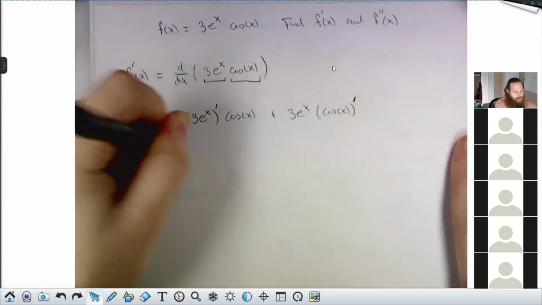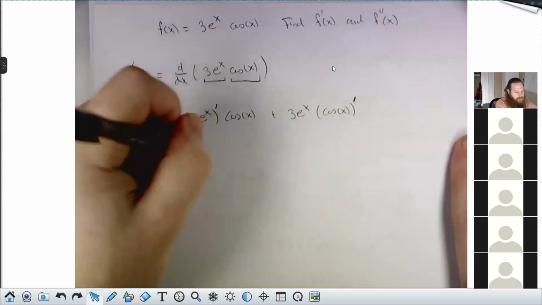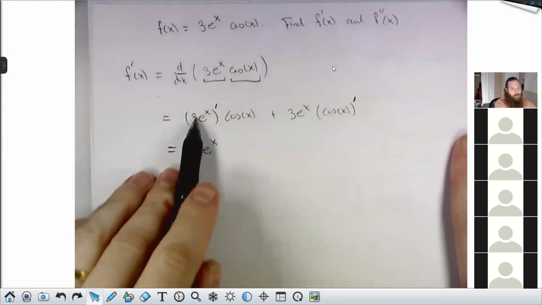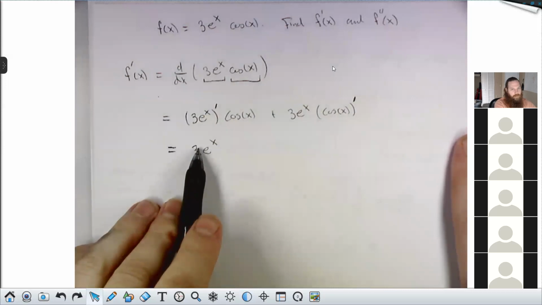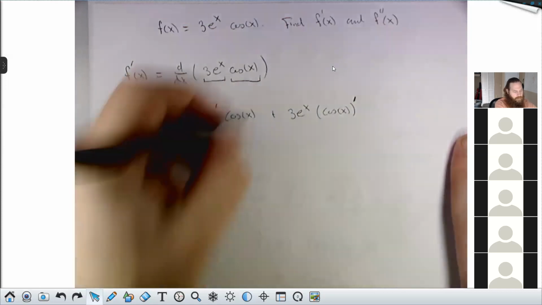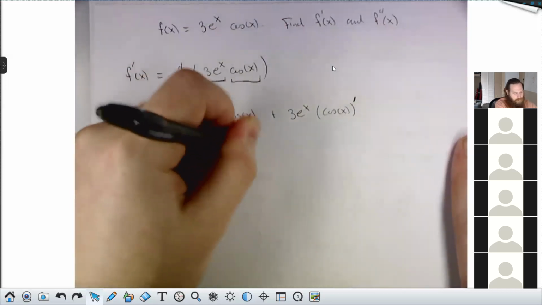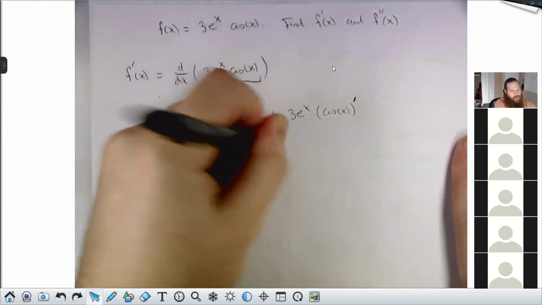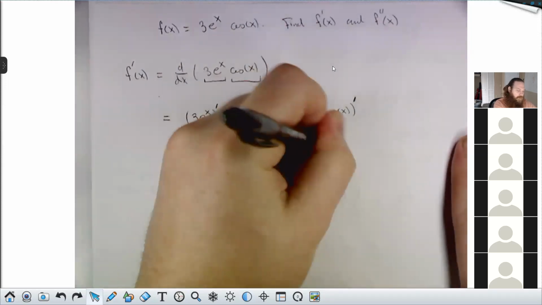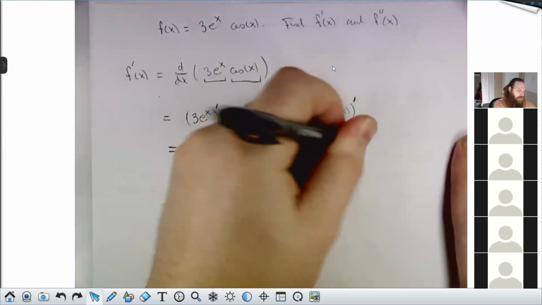Now the derivative of 3e to the x is 3e to the x, right? The 3 is a constant multiple. He just comes along for the ride. And the derivative of e to the x is e to the x. And now the derivative of cos x here is negative sine x.